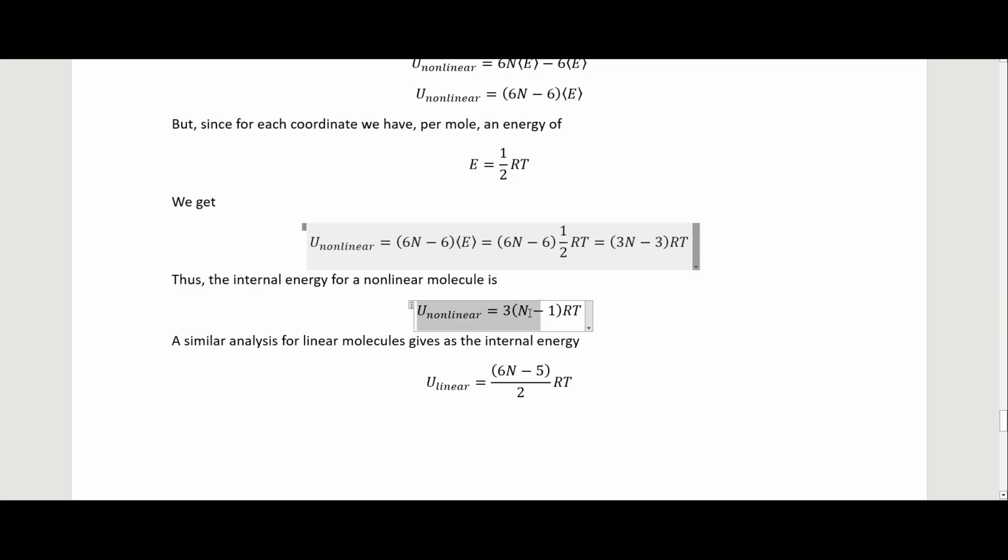So again, this is for the non-linear molecule. A similar analysis, as I said, we could do for the linear molecule. What we would end up with is the 6n minus 5/2 times RT. So right here are the two terms for the internal energy of molecules based on whether it is nonlinear or linear.